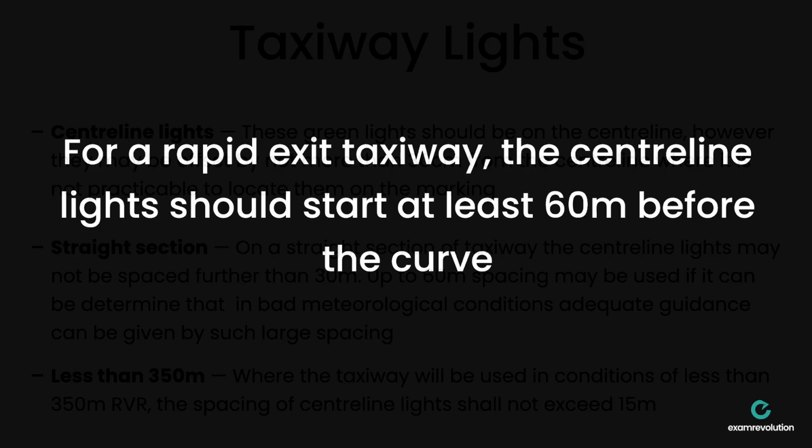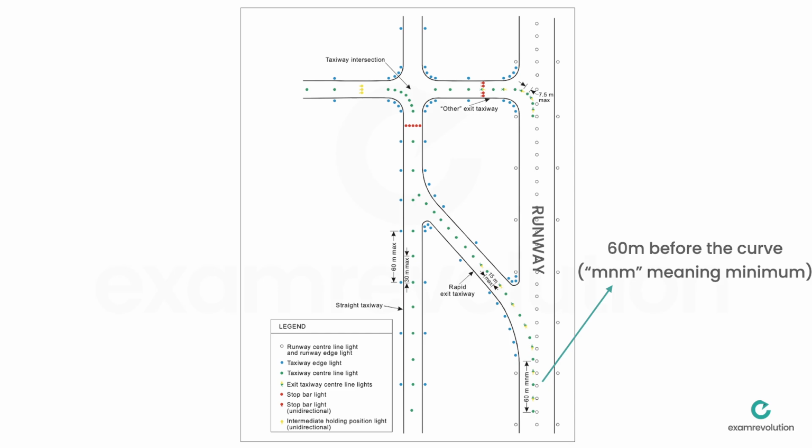Now for a rapid exit taxiway, the centerline light should start at least 60 meters before the curve. So let me show you what I mean with that. There you can see it says 60 meters MNM, meaning minimum. So your rapid exit taxiway light should run for at least 60 meters parallel to the centerline lights of the runway before it starts to curve off onto the rapid exit taxiway. And that's once again for the pilots just to pick up the line and the lights nicely so that they can start making judgment as to how far the rapid exit taxiway is still to come.